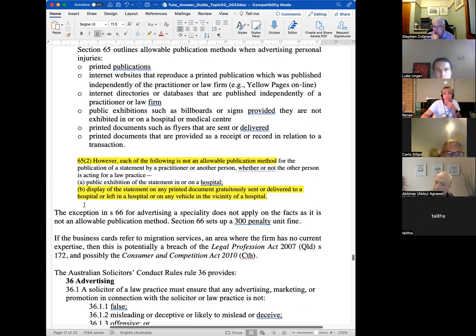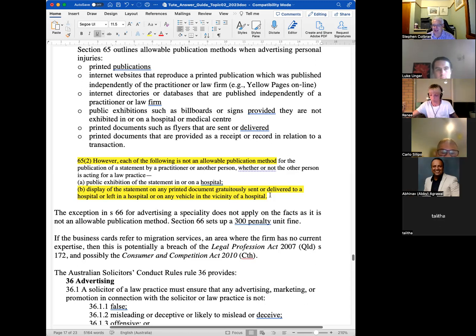It's quite broad, isn't it? So it's sent or delivered to a hospital, left in a hospital, or on any vehicle in the vicinity of a hospital. How far the vicinity is, it doesn't say within a kilometre of the hospital. It just says in the vicinity. So that would have to be interpreted, I would say, like the man on the Clapham omnibus, which is pretty old terminology, but how the public would view the notion of being in the vicinity of.